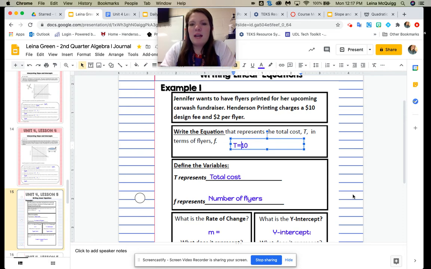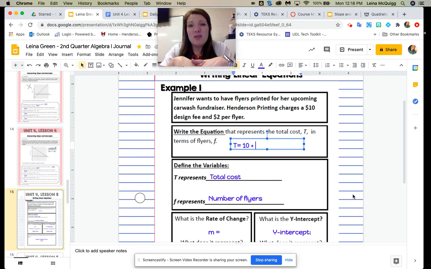So we're paying a design fee, and we're paying $2 per flyer. And the word and means we're not subtracting money off, right? And means add. We're increasing the amount we're going to have to pay. So, and means plus. So we're paying 10 and means add $2 per flyer.